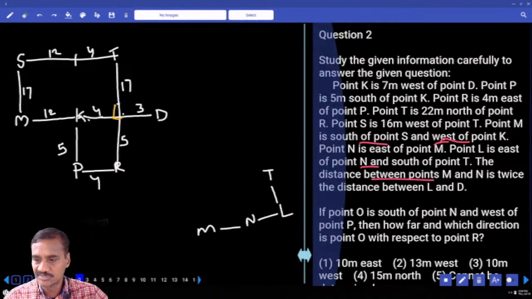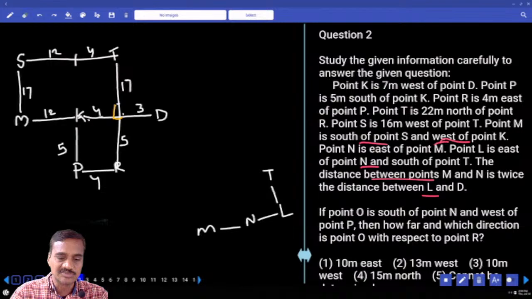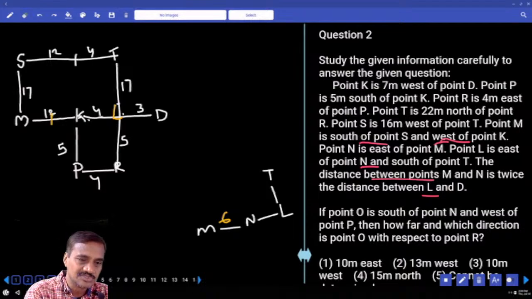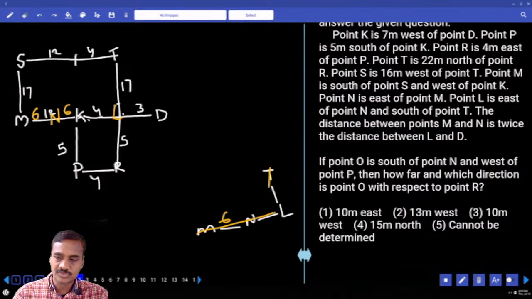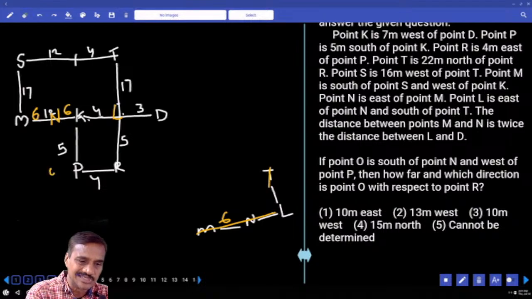The distance between M and N is twice the distance between L and D. L and D is 3. M and N must be how much? 6. Now M and N is 6 meters, which means N is here. Now this is 6 meters, and this is another 6 meters. Clear? And L is here. Then point O is to the south of N. Where is this O? O is to the south of N and to the west of P. So O must be exactly here.